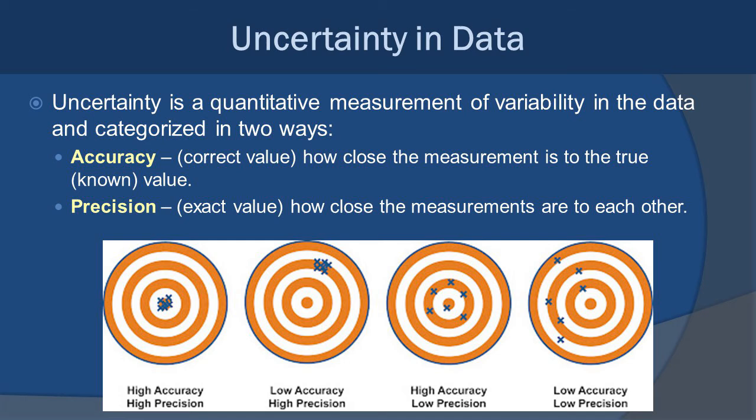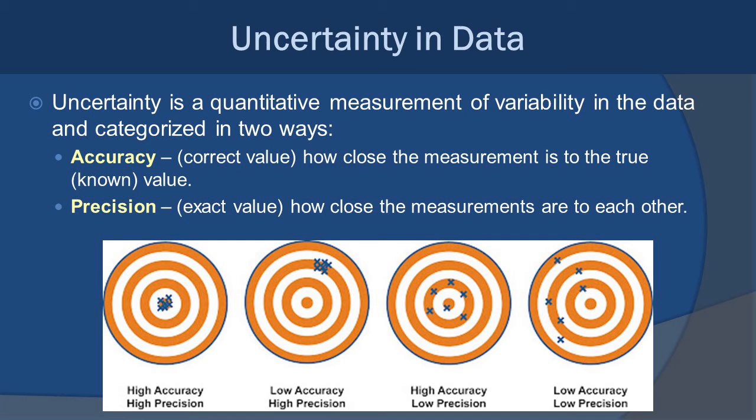Uncertainty is a quantitative measurement of the variability in data and is categorized in two different ways. We can look at accuracy and precision. Accuracy is the correct value, how close the measurement is to the true or known value. Precision is the exact value, how close the measurements are to each other. To demonstrate this, here's the bullseye test, right?